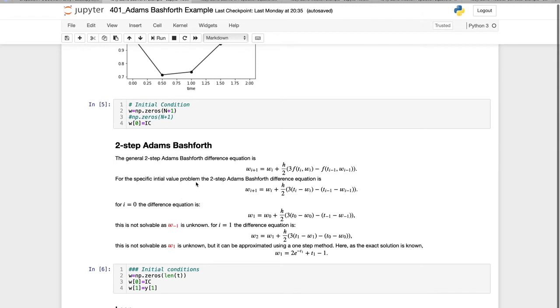For the initial value problem that we're looking at, w(i+1) = wi + h/2 times (3 (ti - wi) - (t(i-1) - w(i-1))). So that's the general form of the Adams-Bashforth for this specific problem.